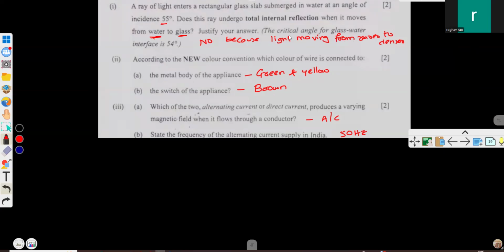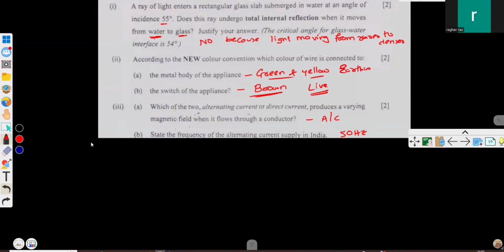For total internal reflection at the critical angle, the condition is it has to move from denser to rarer medium only. According to the new color convention, which color of the wire is connected to the metal body of the appliance? He is speaking about the earthing wire, that is green and yellow. And the switch of the appliance, he is talking about the live wire, which was red, now it is brown.